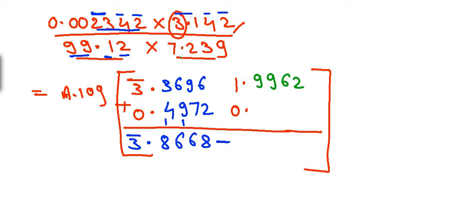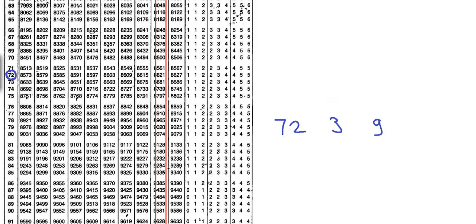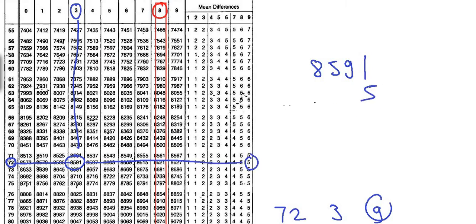Let us now find the mantissa for 7.239. So the group of digits would be 7239. Let us locate 72 in the first column. So here it is 72. Locate 3 in the first row. So this is 3 in the first row. Take their intersection. 8591 is the intersection. And the mean difference of 9. So the mean difference of 9 is 5. Add 5 to it. 8596 is the mantissa.